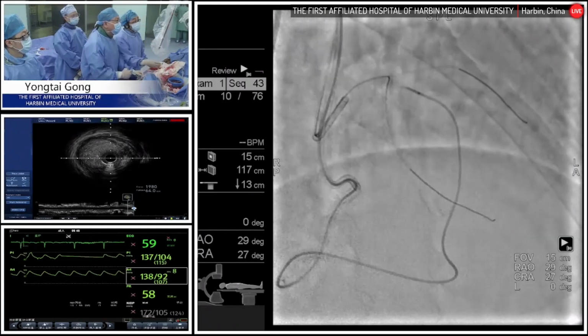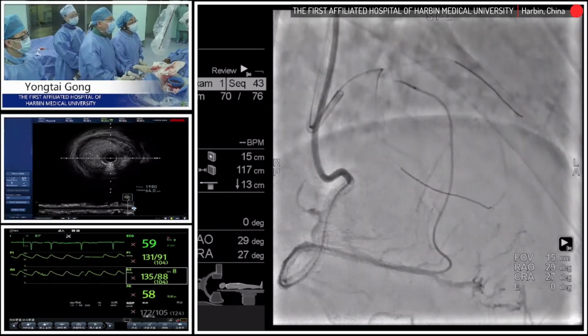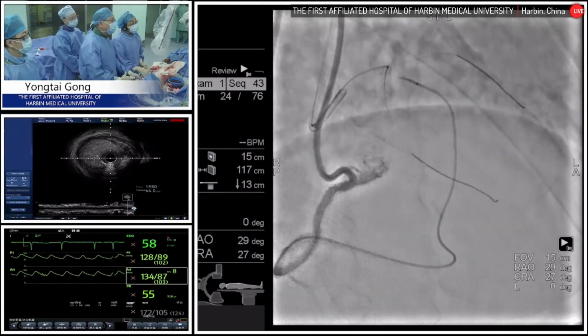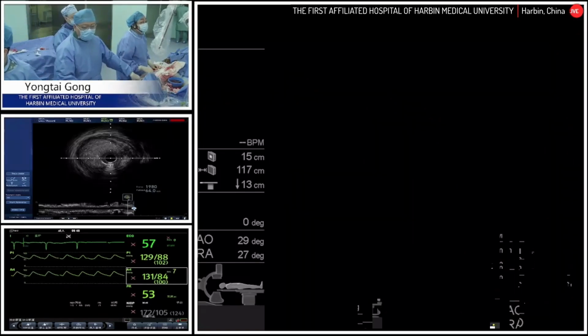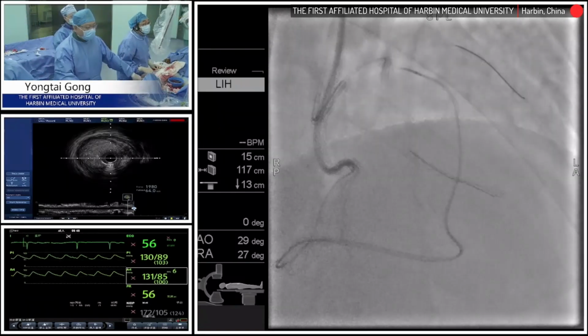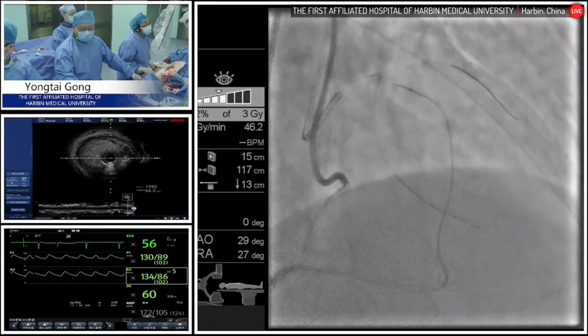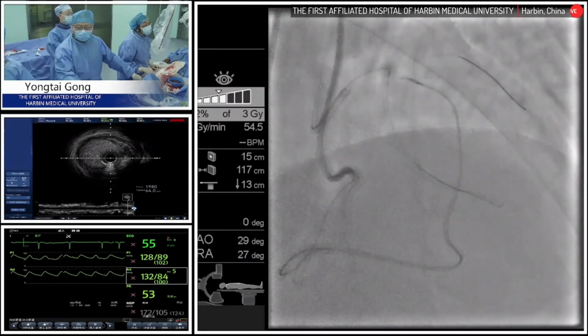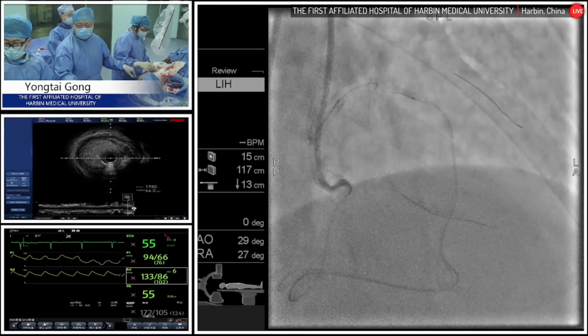Okay, I think the distal part of the microcatheter has already gone into the CTO segment. Give me a Gaia One. Gaia Second. Okay, so we can see Professor Gong is going to use the Gaia family wire for the retrograde puncture.